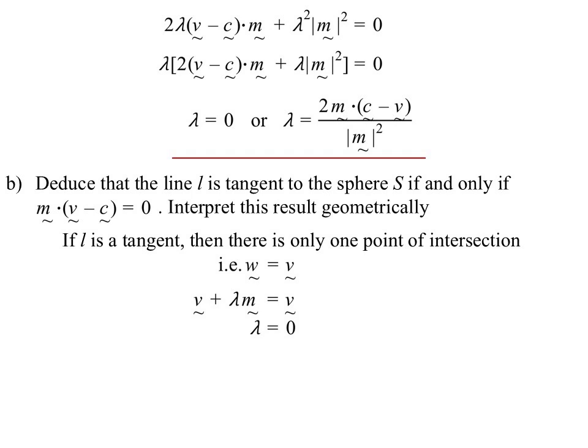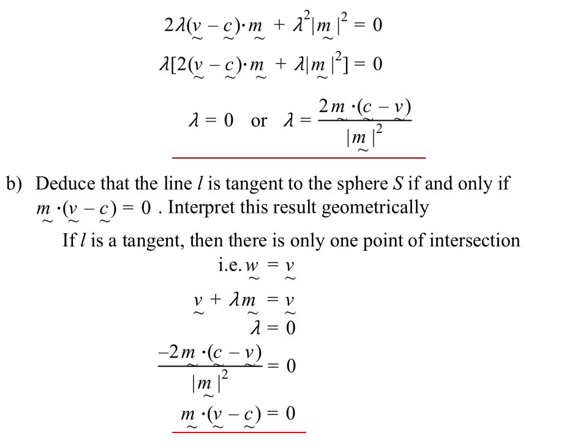Well, we got that solution, but if that's the only solution, it now means that the other one is 0 as well. So it means that this is also equal to 0. And then, well, 2 is a constant, magnitude of m squared is a constant, and that just gives me the result that they're asking me to prove.